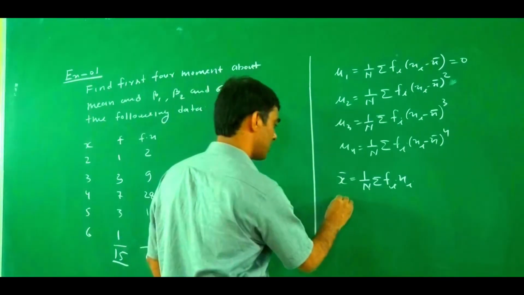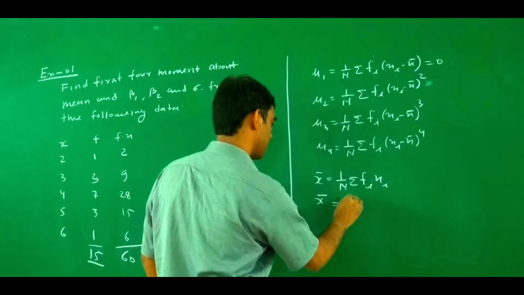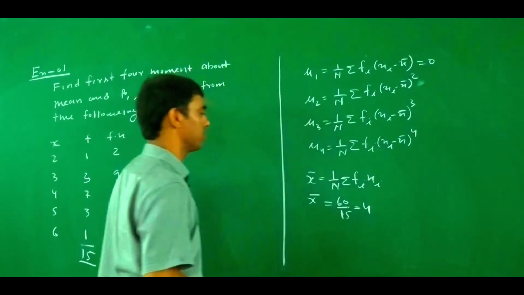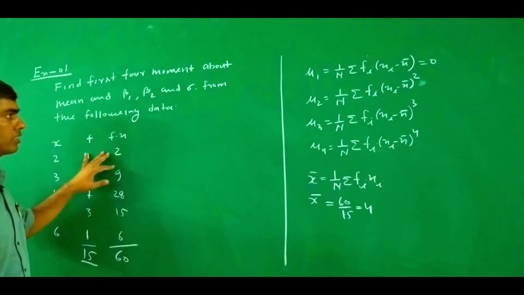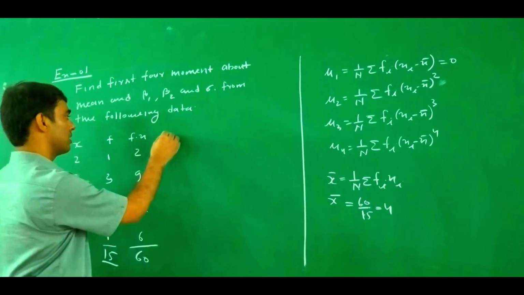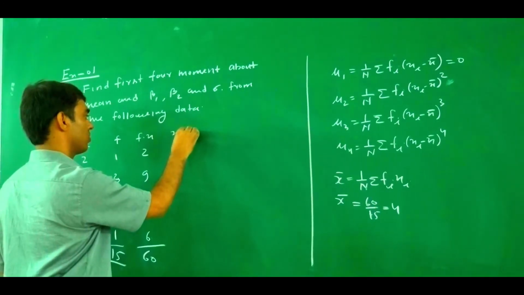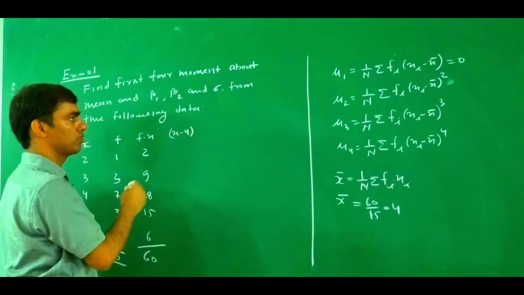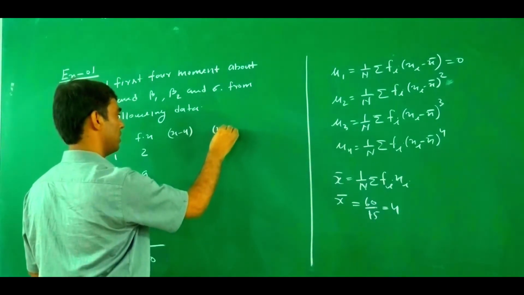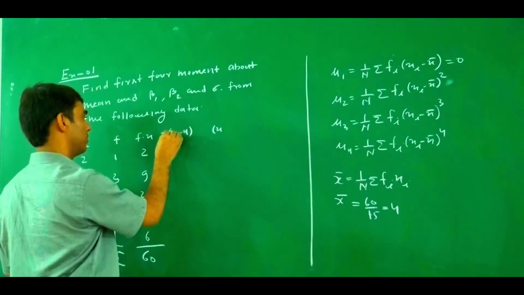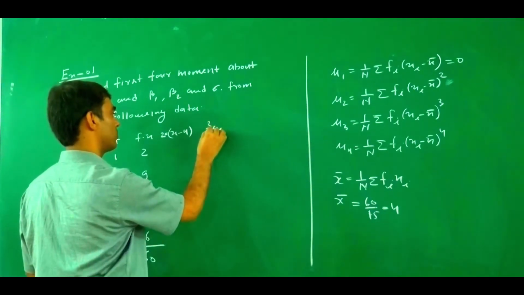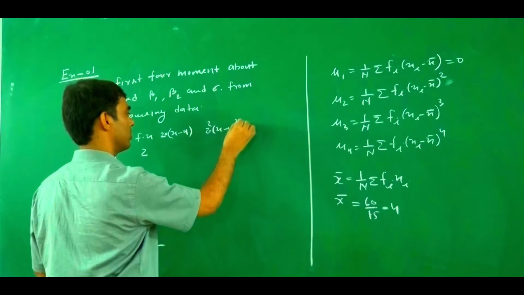X bar becomes 60 by 15. What is the value for this one? This one is 4. So here, first we find x minus x bar, meaning x minus 4. We denote this by z. Z square equals x minus 4 whole square.